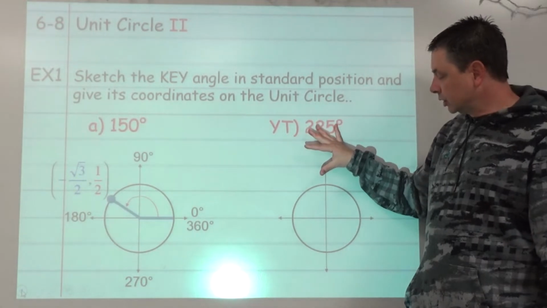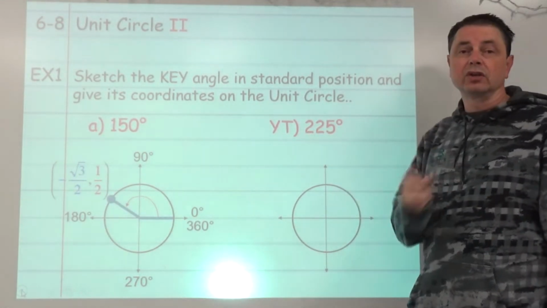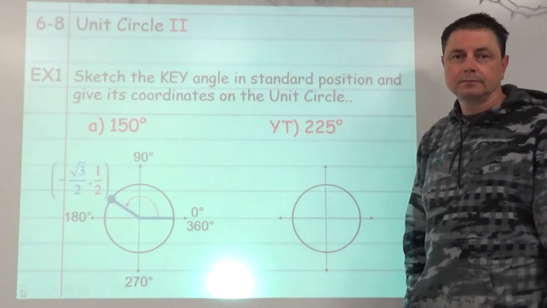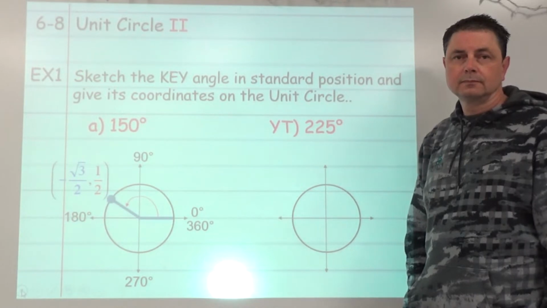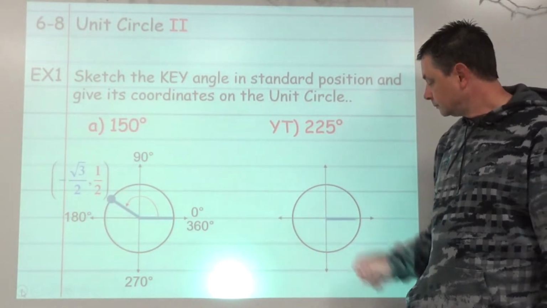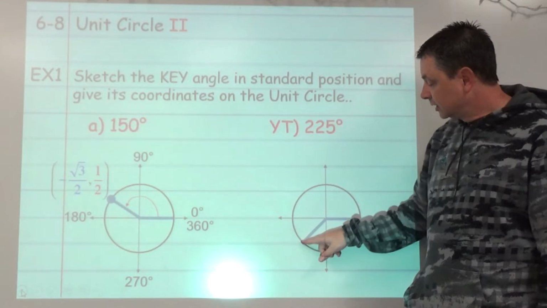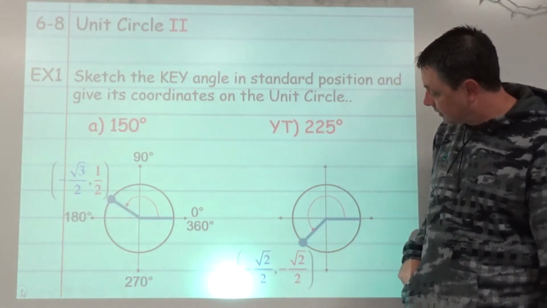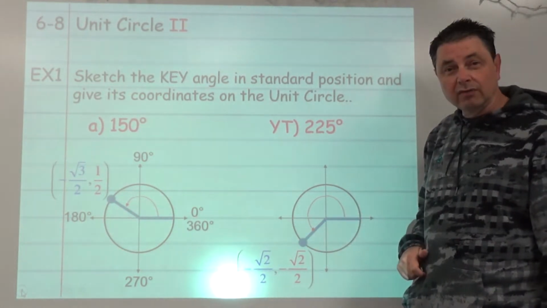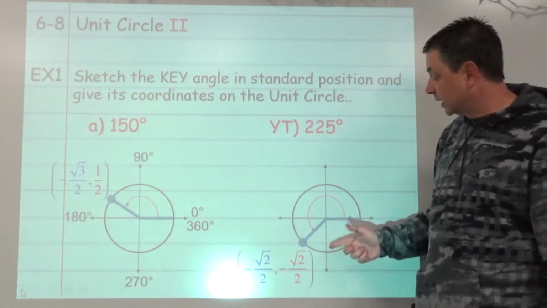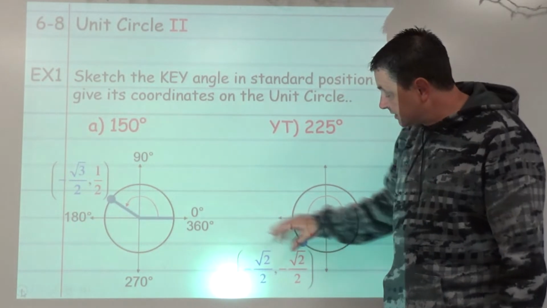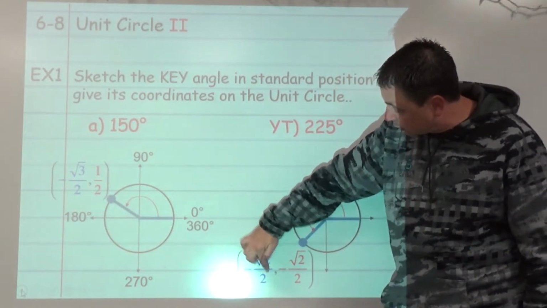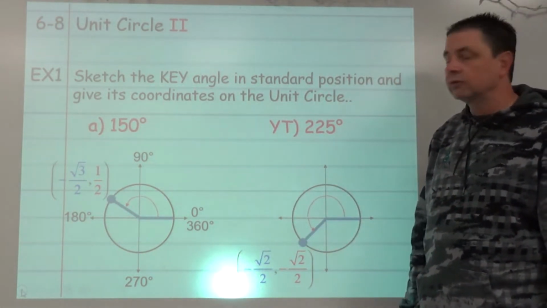It is now your turn for 225 degrees. Pause here until you got it. Initial side, terminal side, exactly halfway, and that means it's one of our 45, 45, 90 special right triangles, left and down, negative, negative, so negative square root of 2 over 2, comma, negative square root of 2 over 2.